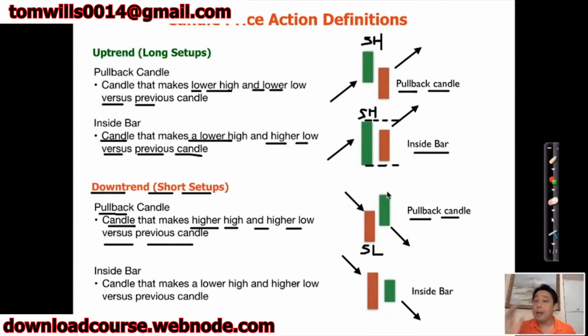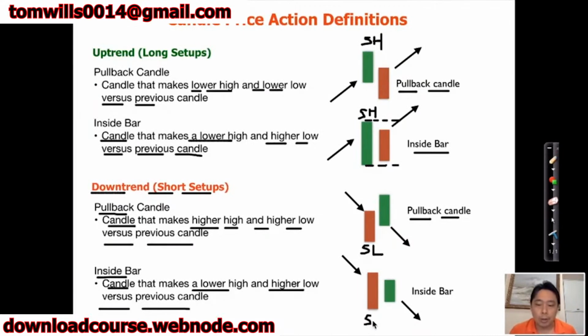Again, it doesn't have to be a green candle. It could be a red candle. Okay? So color doesn't matter in this case. Yeah? Next, an inside bar. So similarly, an inside bar is a candle that makes a lower high and a higher low as compared to the previous candle.